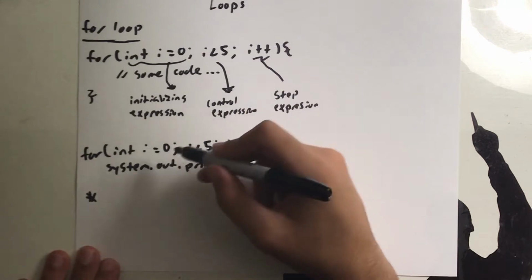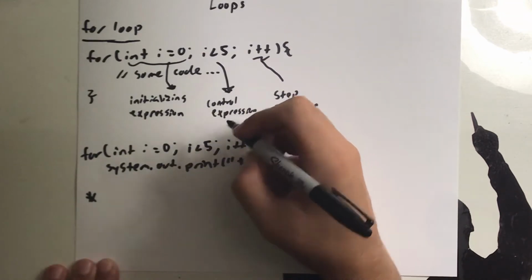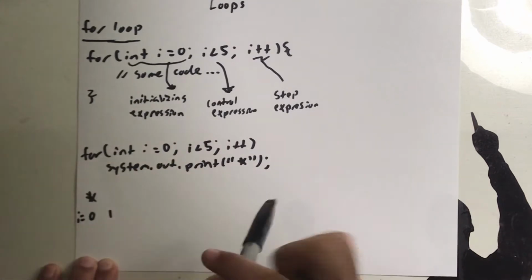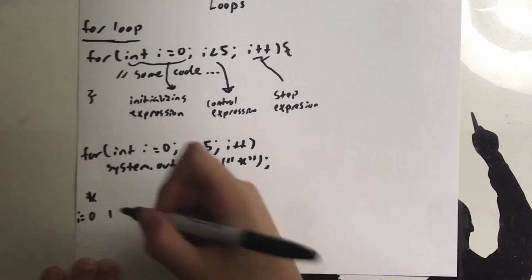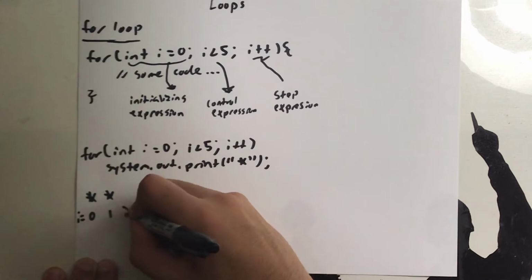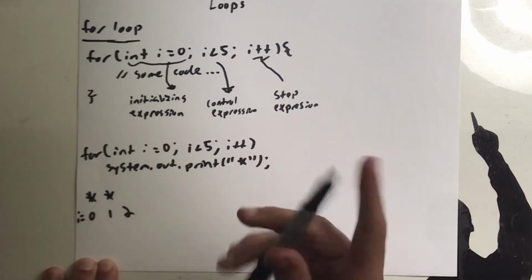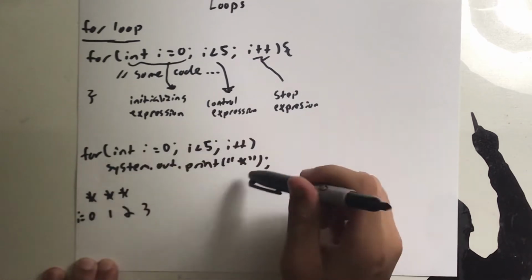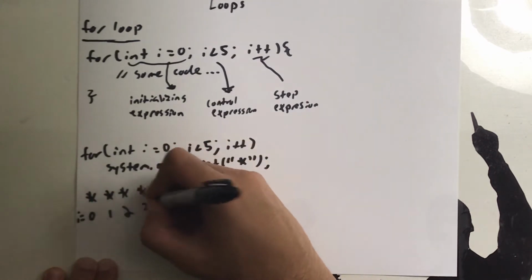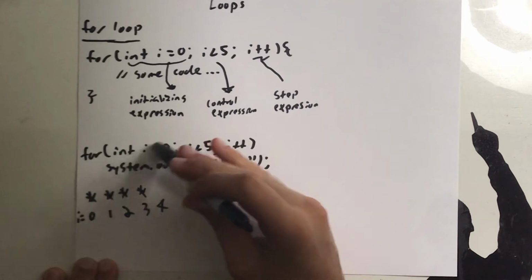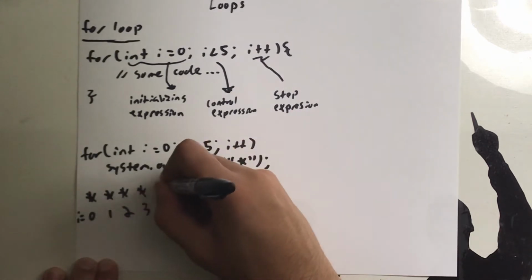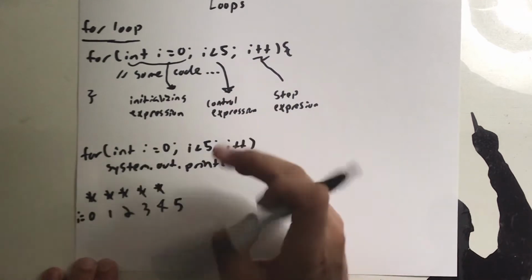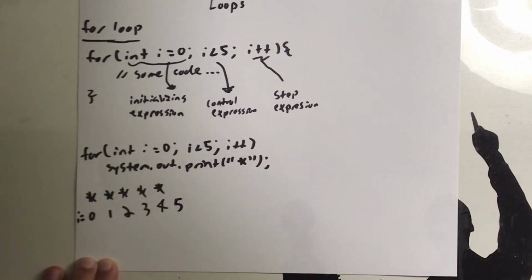Now we add 1. So now i equals 1. Is 1 less than 5? Yes, we print another star. At 2, is 2 less than 5? Yes, so we print another star. Is 3 less than 5? Yes, we print another star. Is 4 less than 5? Yes, we print another star. Is 5 less than 5? No, 5 equals 5, so we stop the whole loop.